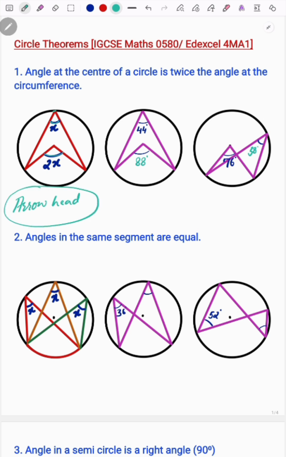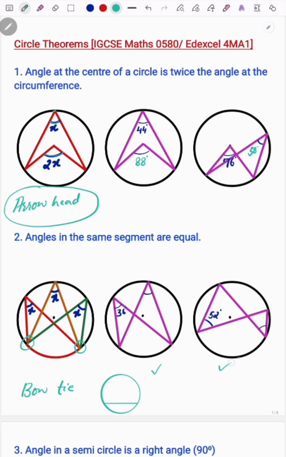Next one, angles in the same segment are equal. It is also known as the bow tie case, which looks like a bow tie on a suit. All the angles in the same segment start and end at the same points. A segment of a circle is something like this. This is one segment, the top one is the major and the bottom one is the minor segment. The starting and end points are the same, and all the angles formed here will be the same, and it appears to be a bow tie case.